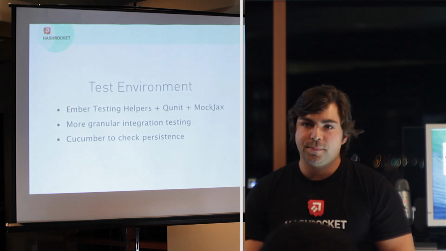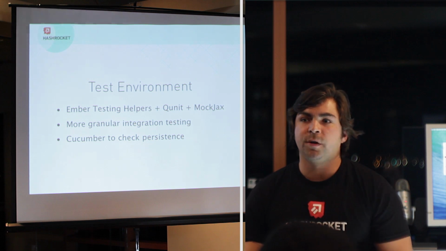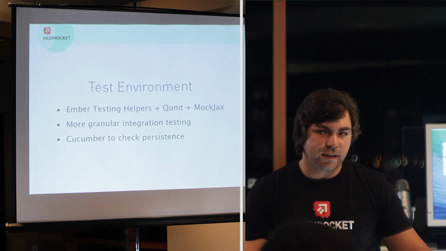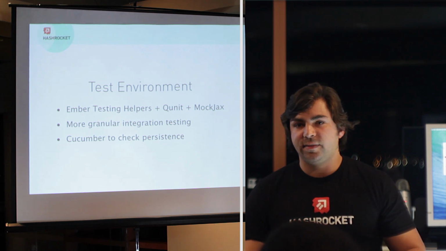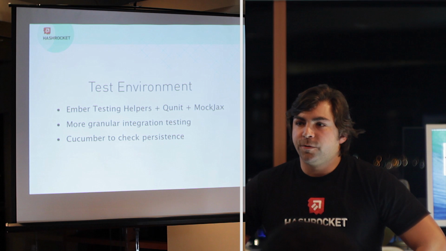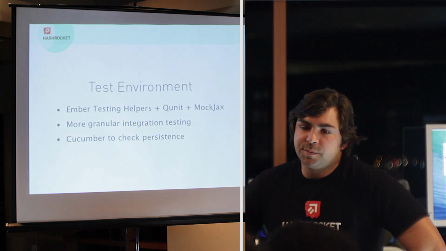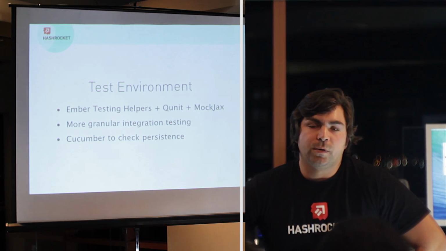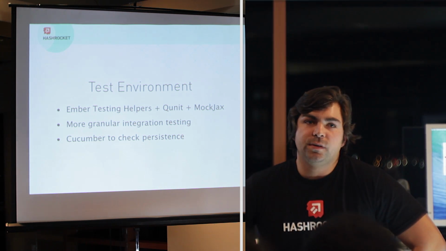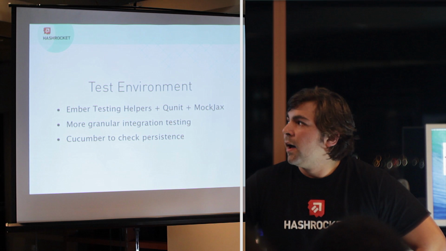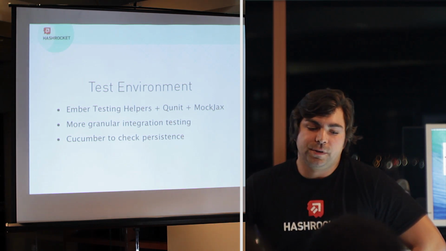But if I were to do a new app, I'd probably just use a few Cucumber scenarios just to check that the Rails side of things is working properly, that the persistence is there, kind of as a sanity check, and then use QUnit for the rest of it. And you can use other JavaScript test runners. QUnit is what the Ember core team uses, and it's sort of the standard, but you can do whatever you want. The Ember testing helpers have adapters for different frameworks.